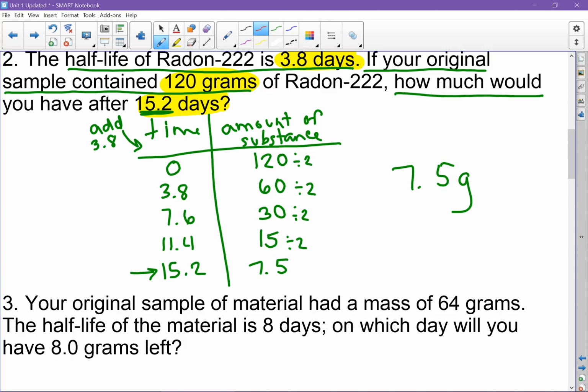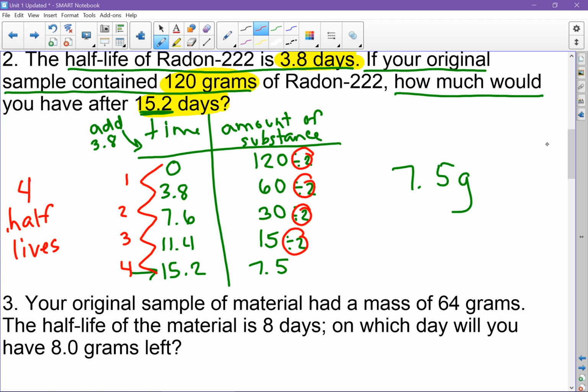If I asked you the number of half-lives, from here to here was 1 half-life, from here to here was 2 half-lives, from here to here that was another half-life, that was 3, and here to here, this whole thing took 4 half-lives to happen. We took our number and we divided it in half 1, 2, 3, 4 times.